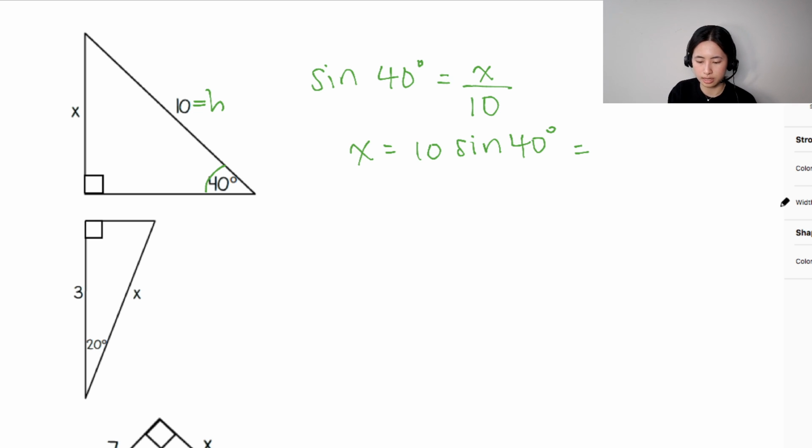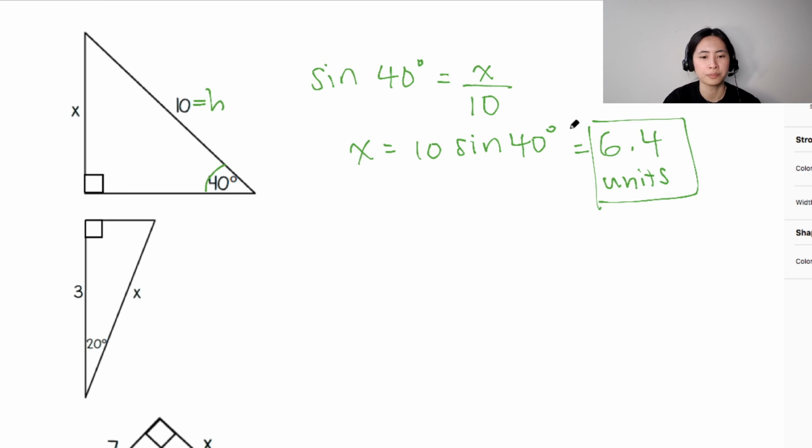So this is actually 6.43, so we can just keep this as 6.4 because we need to round our answer to the nearest decimal place value, which is the tenths place. So this is 6.4, and they're not specifying any unit here, so we'll just keep it as 6.4 units. So that's what x is.